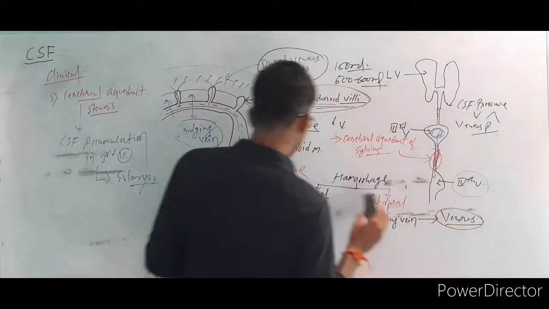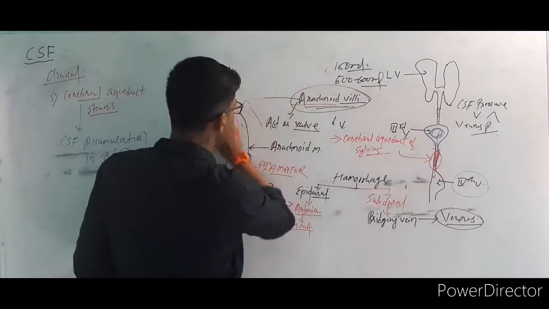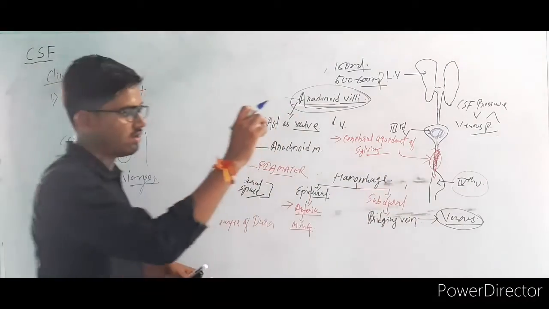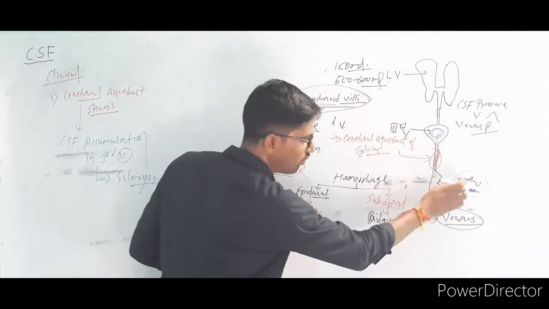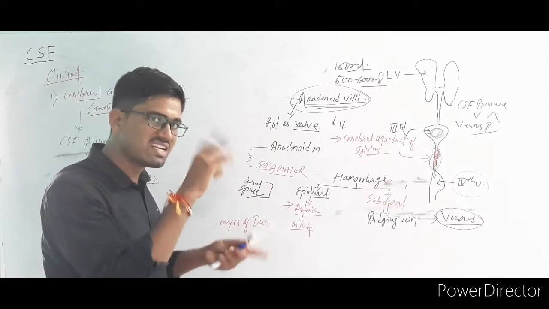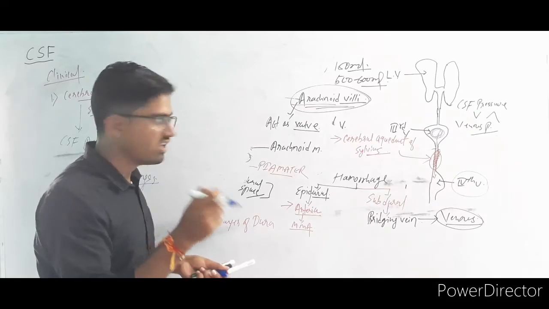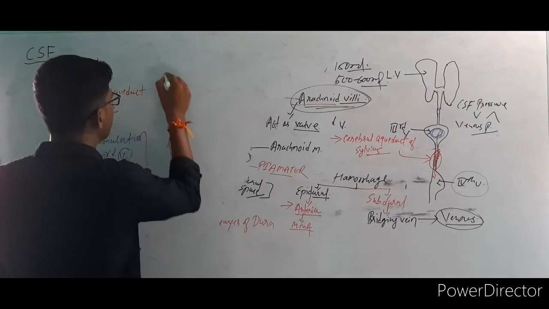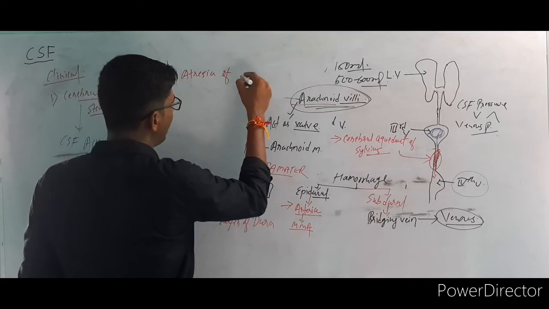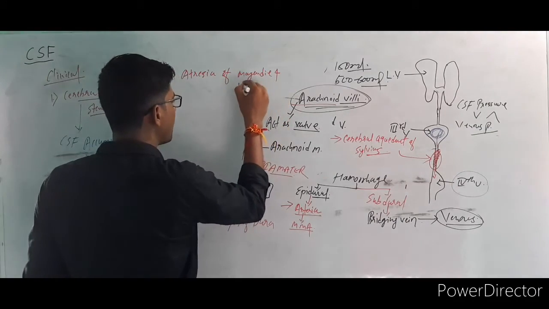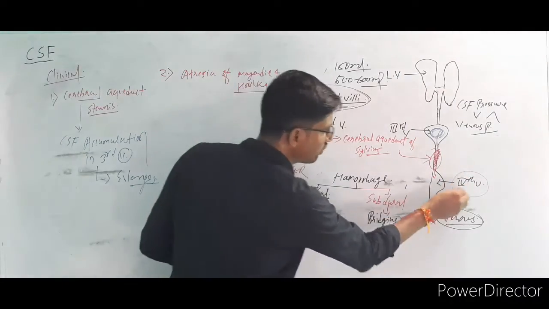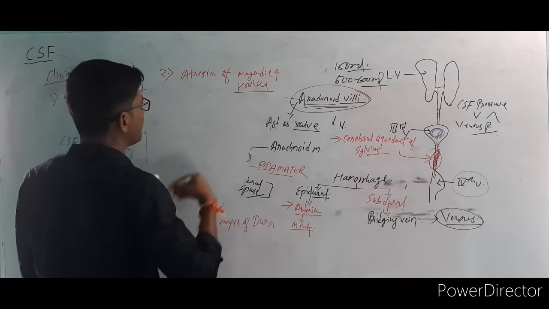Now the second thing. CSF from the fourth ventricle enters into the subarachnoid space through the median aperture and the lateral apertures. The median is the foramen of Magendie and the lateral is the foramen of Luschka. If there is atresia of the foramen of Magendie and Luschka, what will happen? CSF will accumulate in the fourth ventricle.